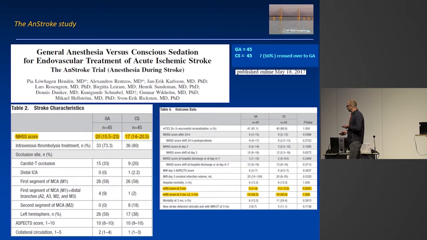And here we have the outcome parameters. We have the modified Rankin score outcome, neurological outcome at 3 months, and there was no difference there. And also if they look at the modified Rankin score less than 2, there's no difference there at all. But we have to bear in mind that they actually had a tendency to be sicker in this group. So it's not so bad.